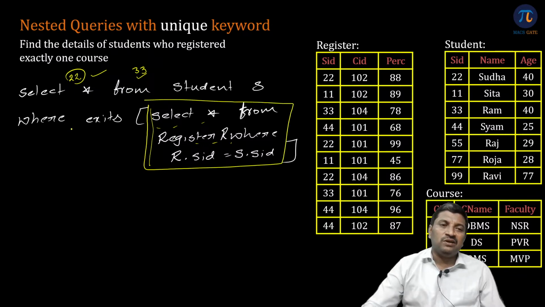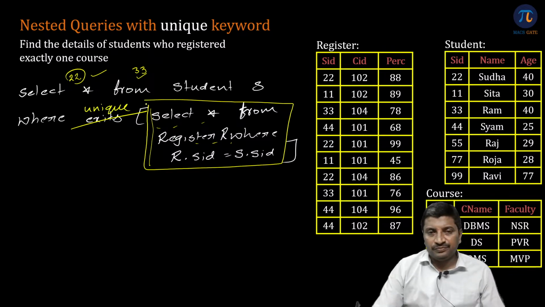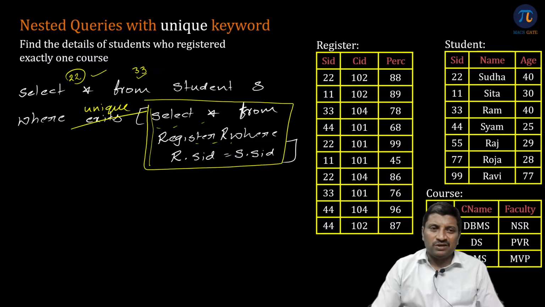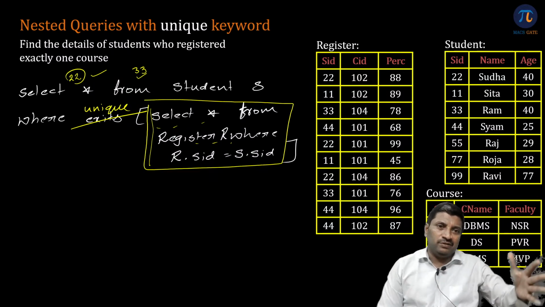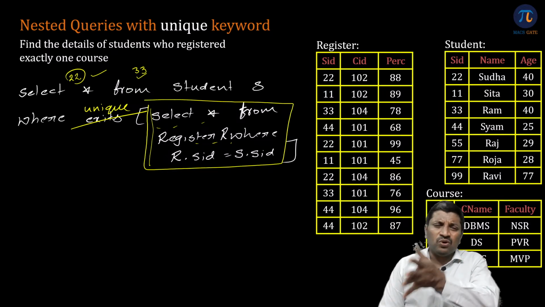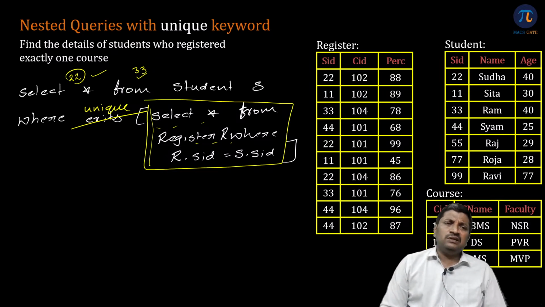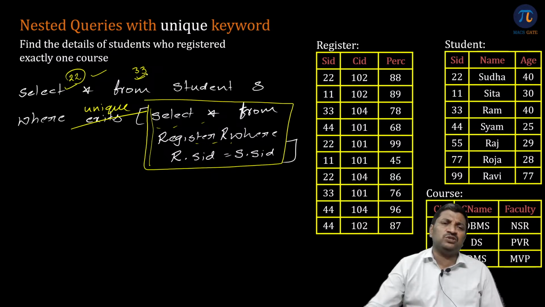Then what should I do, sir? Instead of exists, simply write unique. That's it. The same story, sir. It will take one roll number outside. It will go and verify internally. If you got exactly one record, it will display this 22. Otherwise, it doesn't display it.